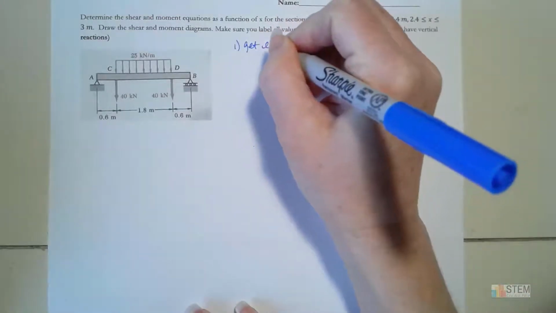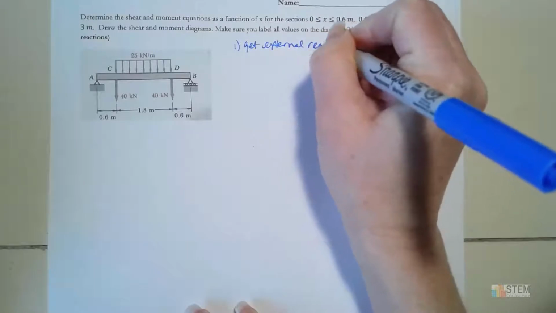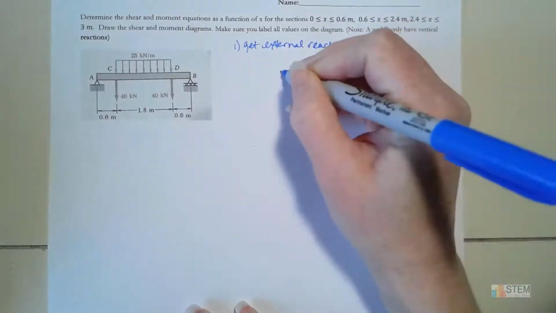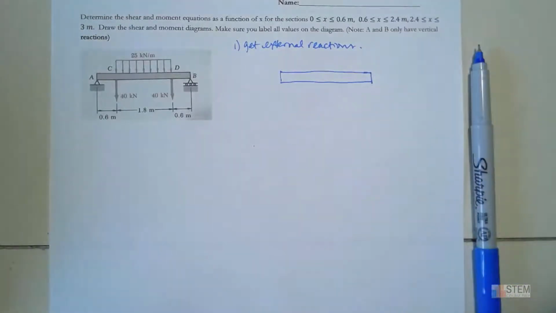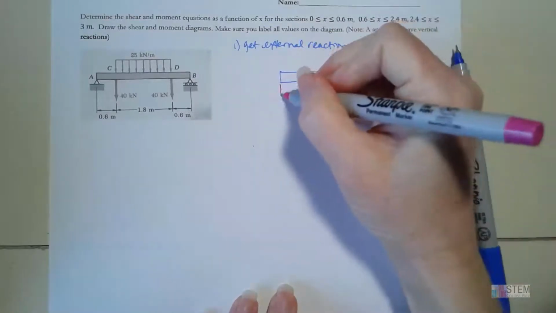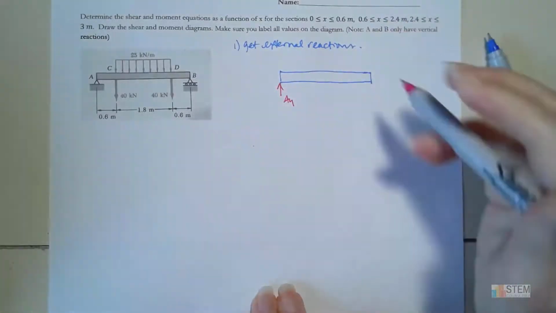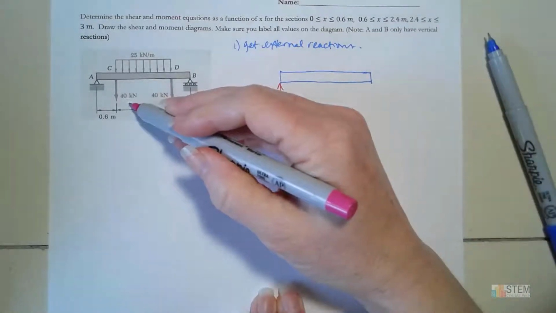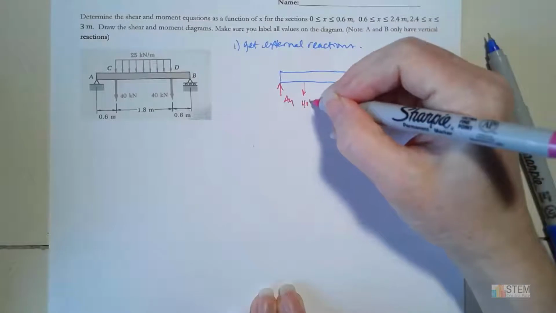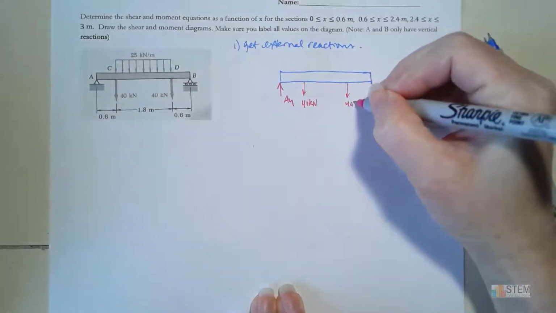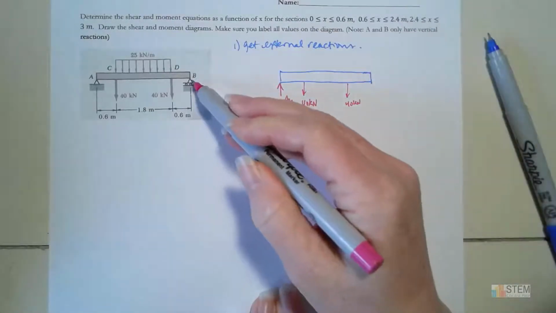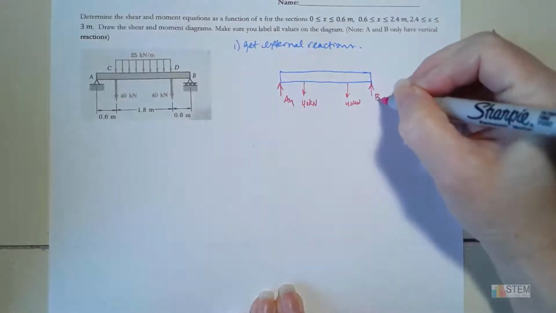So we're going to get our external reactions. To do that, we're just going to draw the basic free body diagram, and then label the forces. At A, we're going to have an AY. Let's just draw it going up. Next to that we have this 40, and then staying on the bottom here, we've got 40 again. We'll label the distances in just a second. And then at B, again, this is just going to be a vertical reaction, so let's put BY.